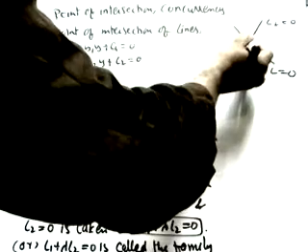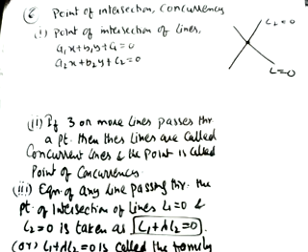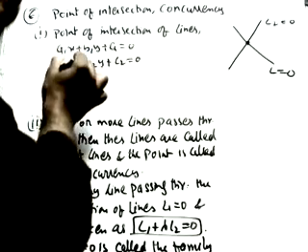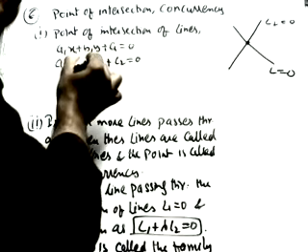Now see the next concept. Suppose we have two lines, L1 equals 0 and L2 equals 0. The point where they intersect is called the point of intersection. The point of intersection is the point where the two lines intersect each other. So how do we find this point? There are many methods. I am showing one method. Suppose these two lines are there. We have to find the point of intersection.